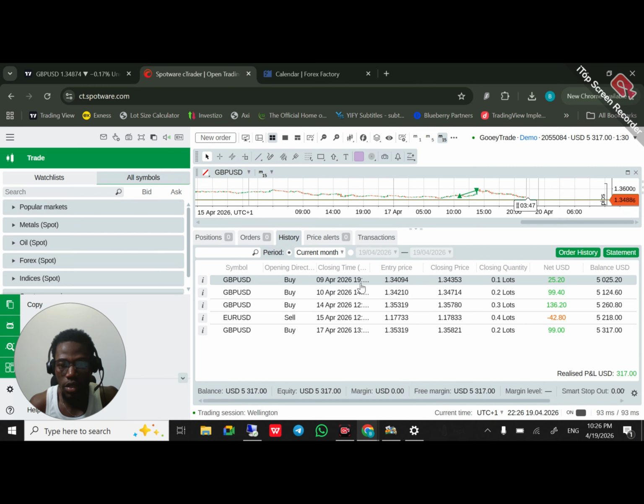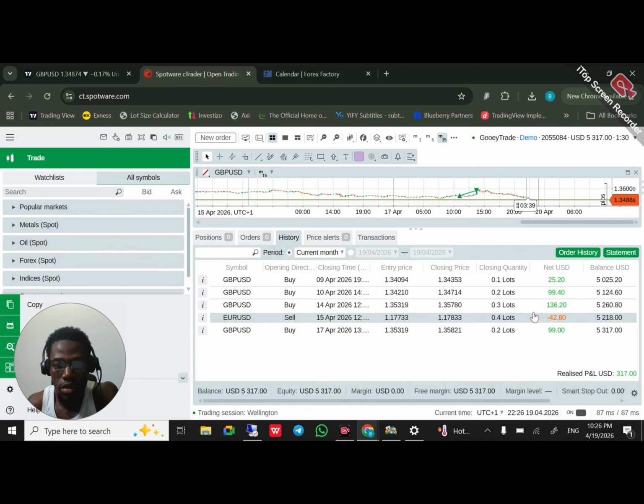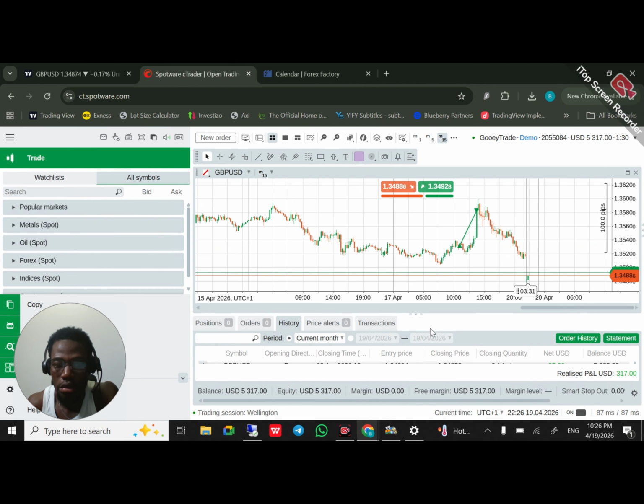5 trades. We started trading this account on the 19th. That's a little over a week now. We've gotten 4 wins, 1 loss. Yeah, that's it basically. So we go again this week.